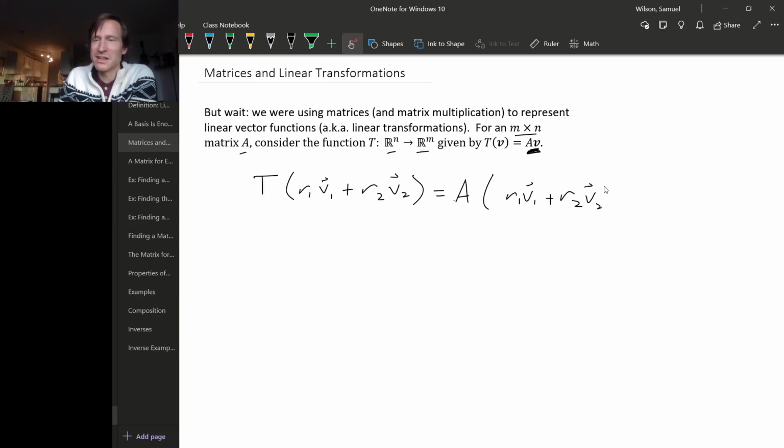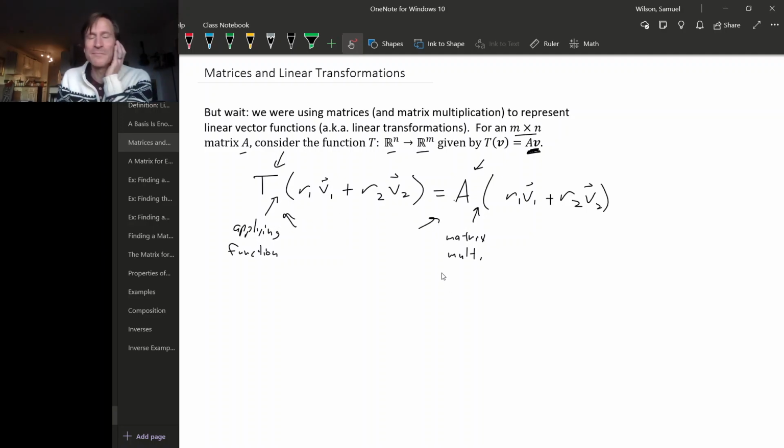You have to be a little careful looking at this kind of expression, because this operation is applying a function, and this operation is matrix multiplication. So I know they look the same. They're both just some letter written next to a set of parentheses, but they're different things, right? This one is applying a function, that one is matrix multiplication. But now that we have matrix multiplication here, we can use all the algebraic properties of matrix multiplication.